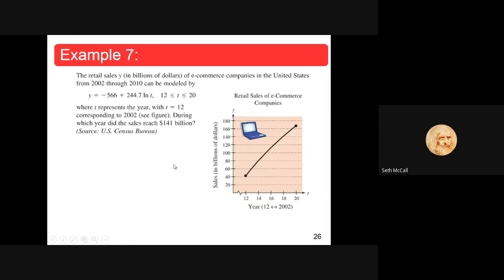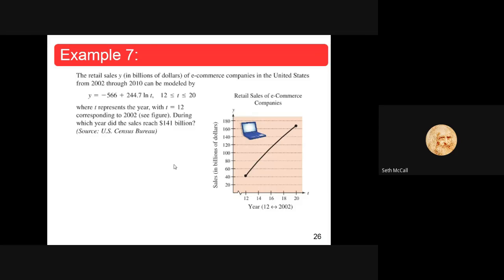All right, the second one we're going to look at says the retail sales Y, in billions of dollars, of e-commerce companies in the United States from 2002 to 2010 can be modeled by this equation: Y equals negative 566 plus 244.7 natural log of T, where T is between and including 12 to 20. Remember, this is only for 2002 through 2010.